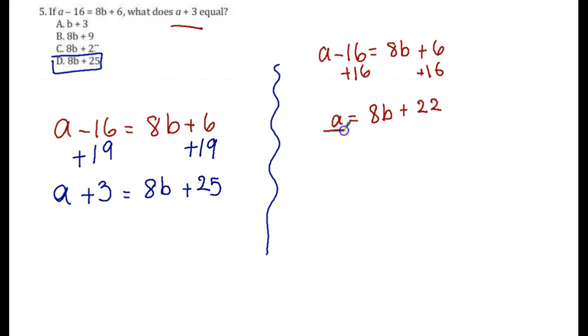Now, I need to have A plus 3. So A is missing a 3. So I can just say, okay, so A plus 3 will have to equal 8B plus the 25. So you can do it in different ways. You can solve for A and then add the 3, or you can just do it in one step and just add 19. I prefer this method because it's less complicated and it's less work.